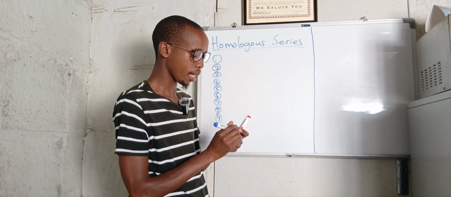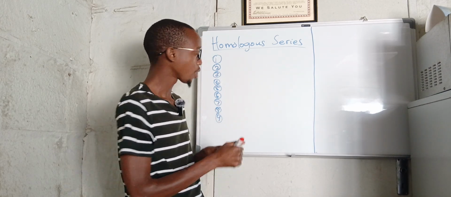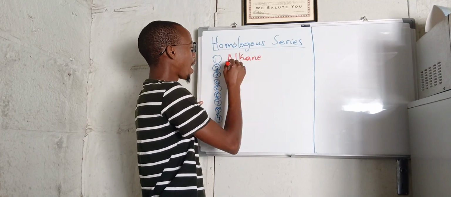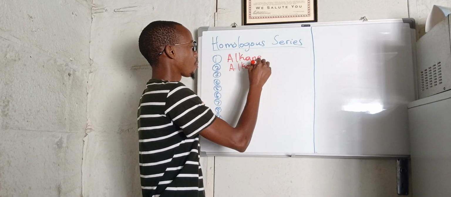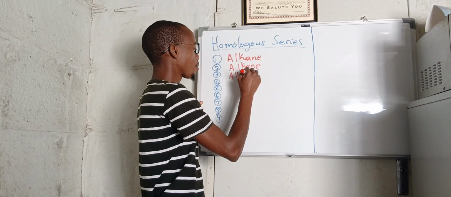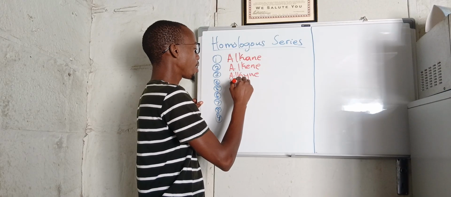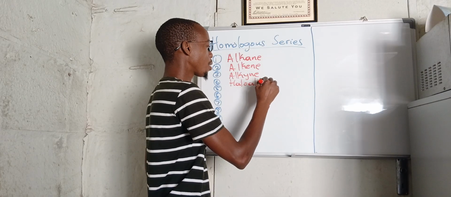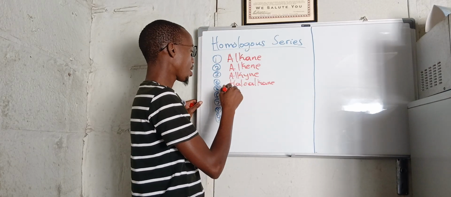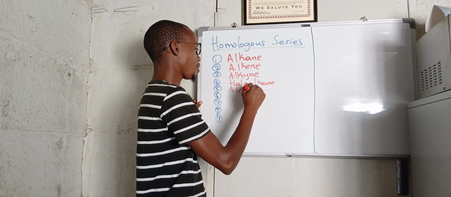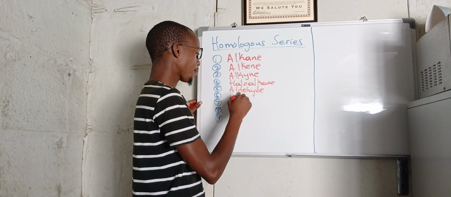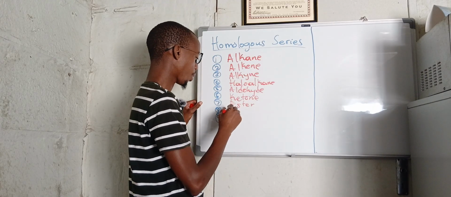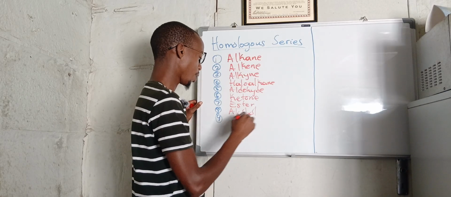So I'm going to use a red color to write the different types of them. The first one being alkane, alkene, alkyne, haloalkane. I'll use this word, the haloalkane, only today, and not use alkyl halides. And then aldehydes, ketone, ester, alcohol, and carboxylic acid.